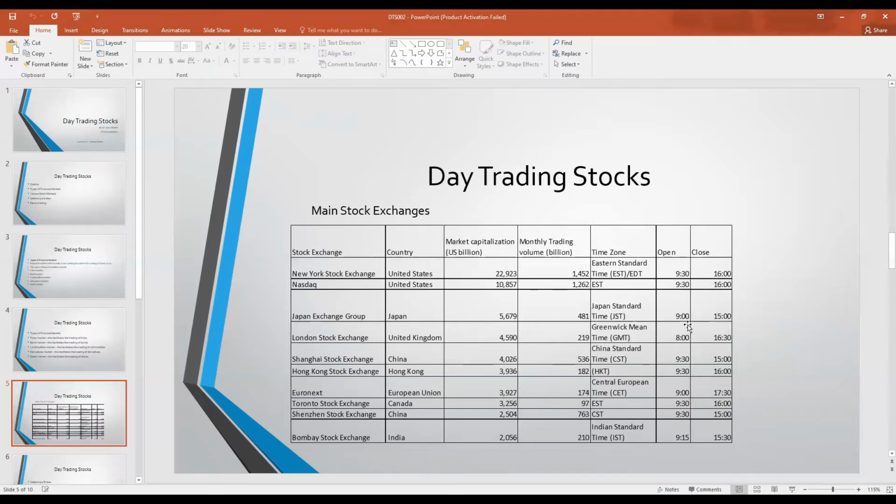It closes at 4. The Japan Stock Exchange opens at 9 a.m. Japan Standard Time. It closes at 5 p.m. The London Stock Exchange opens at 8 a.m. Greenwich Mean Time. It closes at 4:30 p.m. This is just the general times that different stock exchanges open.